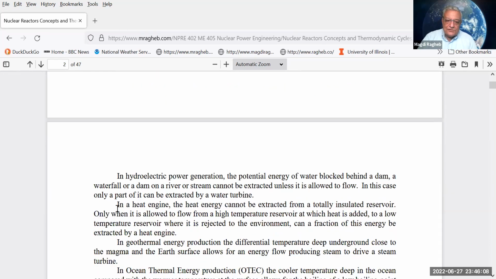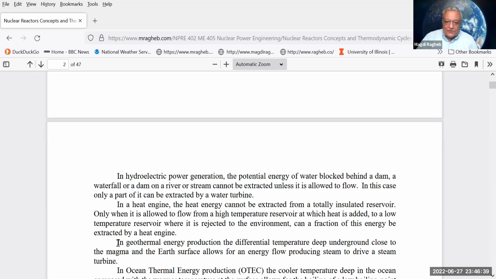In a heat engine, like you have studied in your thermal classes, the heat energy cannot be extracted from a totally insulated reservoir. Let's take the gasoline in the tank of your car. You cannot extract it if it's sitting there in the tank. You have to get it to flow into the engine, and you have to move it from a high temperature reservoir where the fuel is ignited to the environment and release the heat to the environment through a radiator.